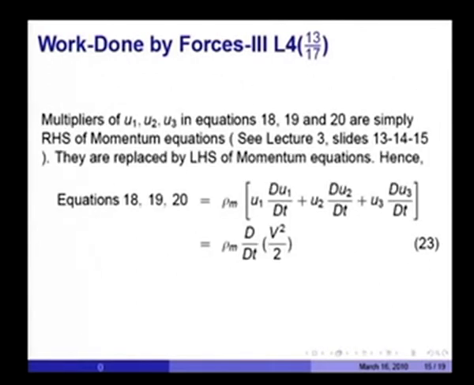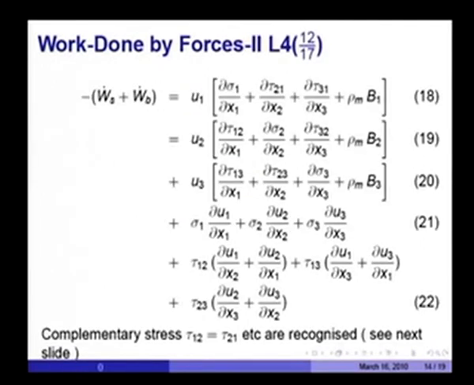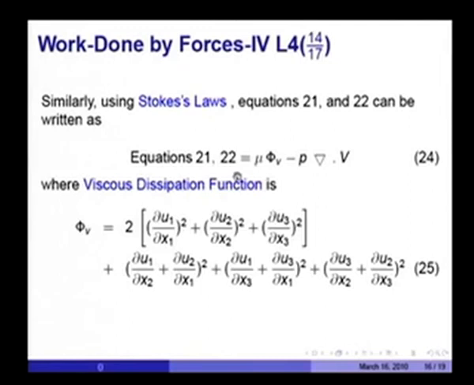Now, we look at the remaining terms. So, if I replace sigma 1 by minus p plus tau 1 1, sigma 2 as minus p plus tau 2 2 and sigma 3 as minus p plus tau 3 3, and tau 1 2 as mu times du 1 by dx 2 plus du 2 by dx 1, and so on and so forth, you will see that the term would be simply mu phi v minus p del dot v, where phi v is called the viscous dissipation function, and it would take the form 2 times du 1 by dx 1 squared, which arises from tau 1 1, du 2 by dx 2 squared, du 3 by dx 3 squared and so on and so forth.